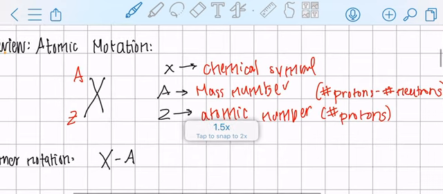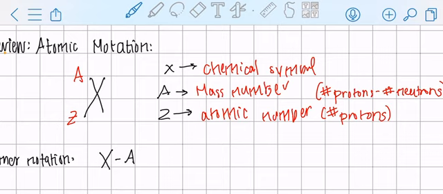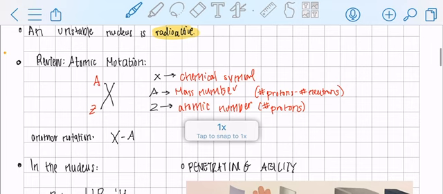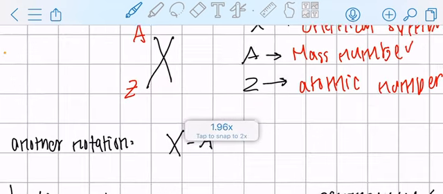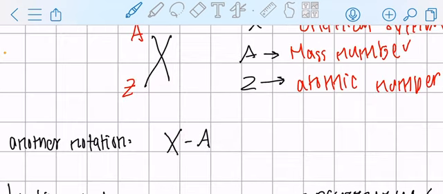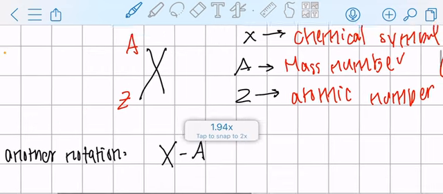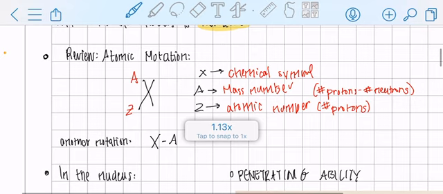Any atom is usually denoted as X, which is the chemical symbol, with Z on the bottom, the atomic number or number of protons, and A on the top, the mass number, which is the number of protons plus the number of neutrons. Another notation is X-A, because for each X, Z is set, meaning that the atomic number determines the identity of the atom and therefore the chemical symbol.